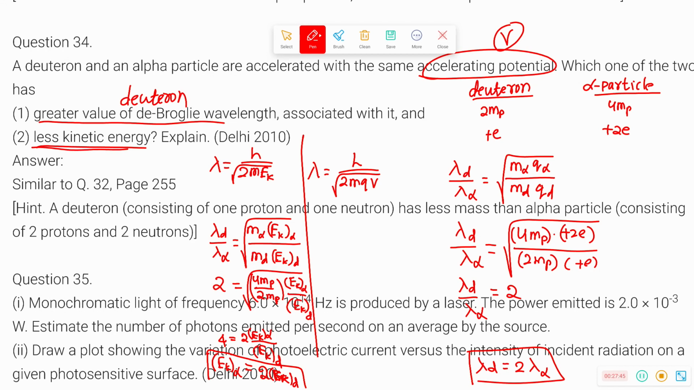Tell me what happened? Tell where the doubt is. You take the square on both sides. This will become 4, here it will be 2. 2 and 4 cancel, 2 only. Now k alpha by k d. Clear? So the number you are getting, the number will never give you any mistakes. The number will give you the correct answer. Okay.